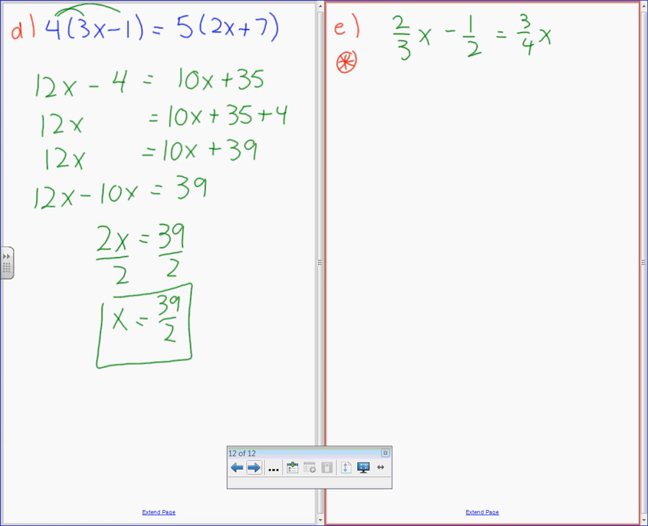Even as a teacher, I don't like fractions at all, as a math teacher. How do you get rid of fractions? It's up to anybody here. How do you get rid of a fraction? Okay, yeah. So what I'm going to do is multiply by the LCD.